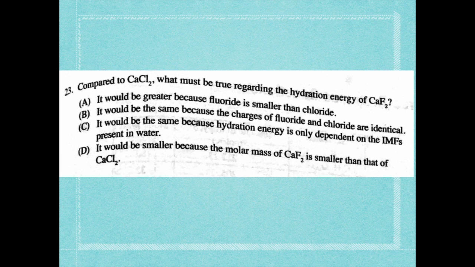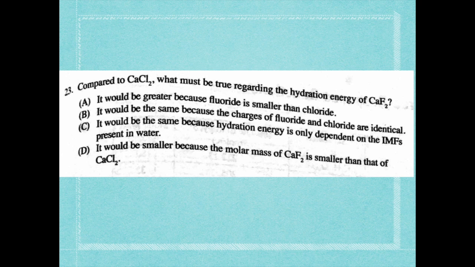In 23, it says, compared to calcium chloride, what must be true regarding the hydration energy of calcium fluoride? So this is something we're going to get into extensively with Big Idea 2, but just open your mind to the idea. So, calcium fluoride. Fluoride ions are much smaller than chloride ions, which means that the smaller an ion is, the better able it is to attract either other ions or water. So the smaller, the better.